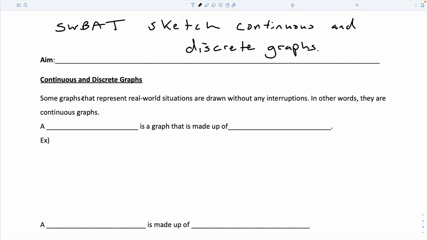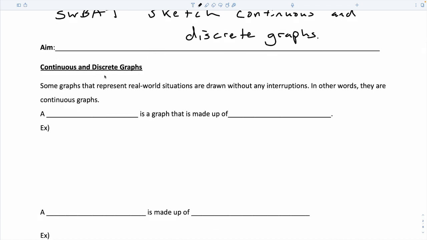Pocket or tool belt. Continuous and discrete are two words you haven't seen probably until now in association with a graph.